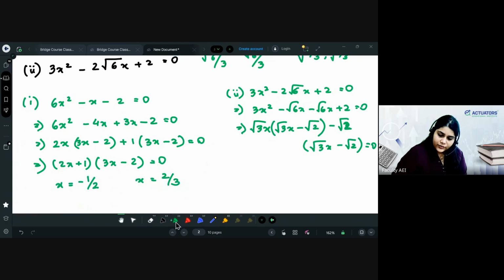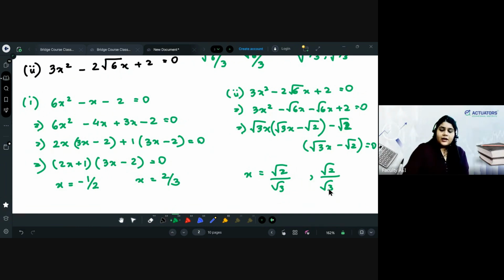The values for x becomes, इसमें से it will become root 2 by root 3, and from the other factor also it becomes root 2 by root 3, which means both the roots are the same. So there can always be the case, ऐसा I have not mentioned ever कि roots need to be unique. We can have the same two roots for a quadratic equation.